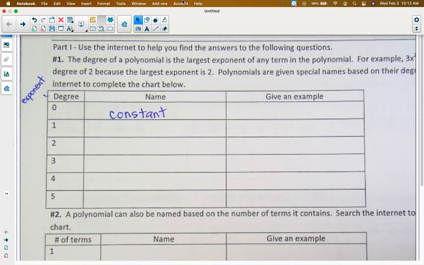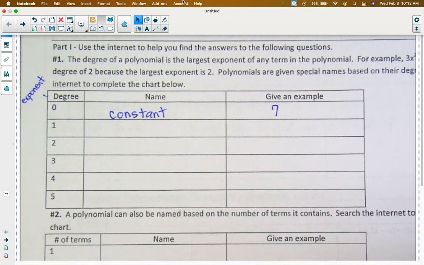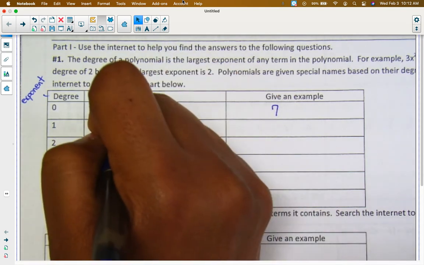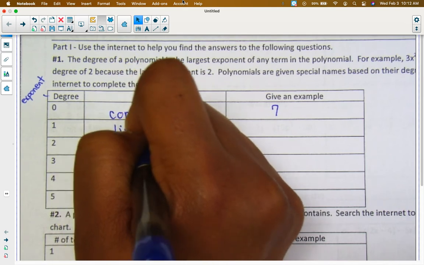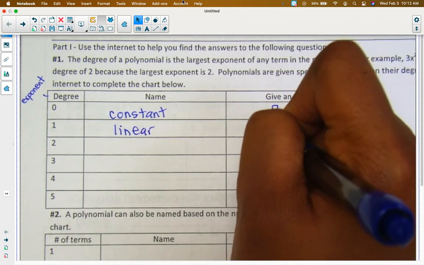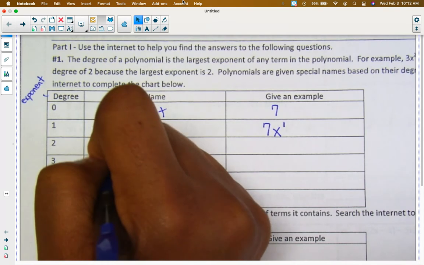A constant is just a number. There are infinitely many examples for just the numbers. I'm just going to pick 7. Okay. If you want to pick 10, great. 1,000, great. Even 1/2, great. So constants are just numbers. If your highest exponent is 1, that is linear. An example of something that's linear would be 7x to the first power. If your highest exponent is 2, that is a quadratic.